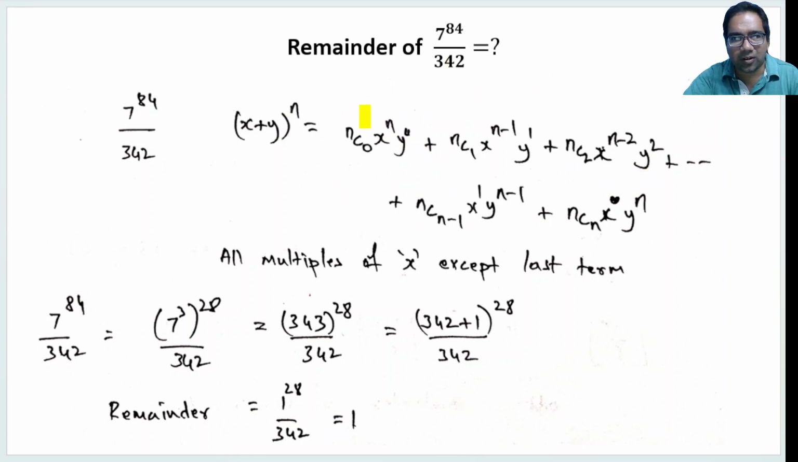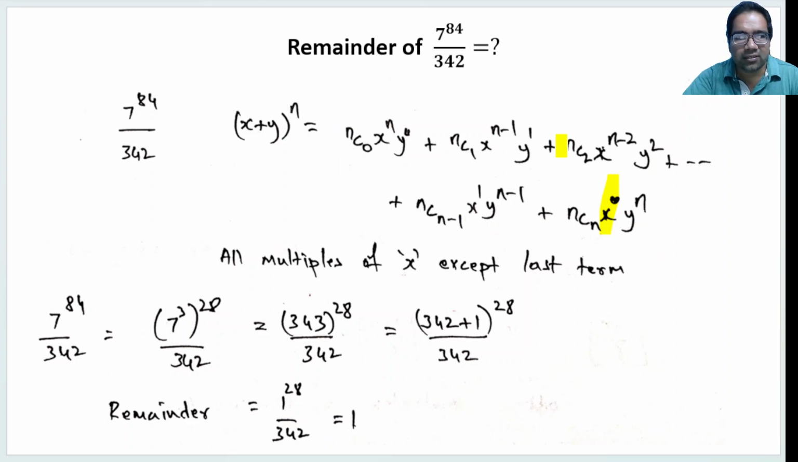Now, if you see in all of these terms, x^n, x^(n-1), x^(n-2), up to the last term, there is some power of x except in the last term. In the last term only, it is x^0. Till then it is x to some power, either 1, 2, 3, 4 up to n. So what does that mean? In (x + y)^n, all these terms until the last term are multiples of x. All of these are actually multiples of x. Now what does that mean?